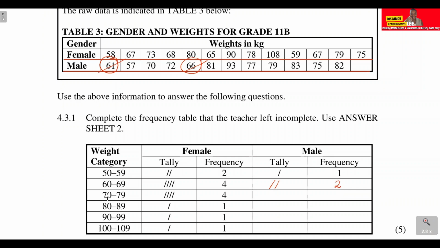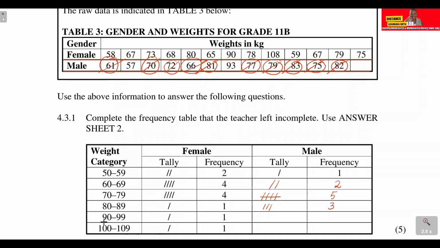How many males weighed between 70 to 79? We're going to count, so it's 1, 2, 3, 4, and 5. So we're going to say 1, 2, 3, 4, and if it's 5, you put a line through like that. That represents 5. So the frequency of males that weighed between 70 to 79 is 5. Then we count how many males weighed between 80 to 89. It's 1, 2, 3. We represent that as a tally, 1, 2, 3. What is the frequency? 3.